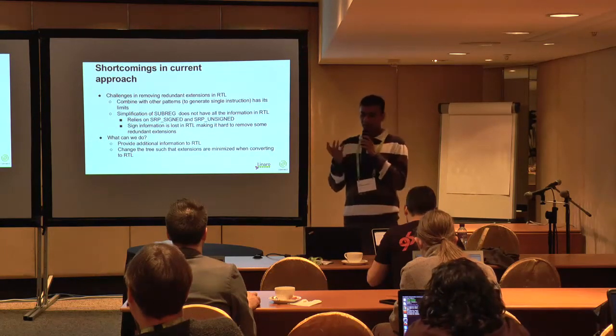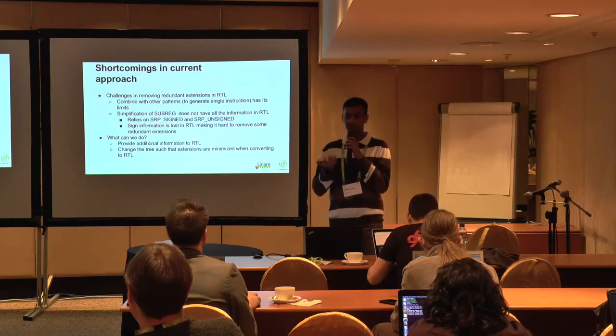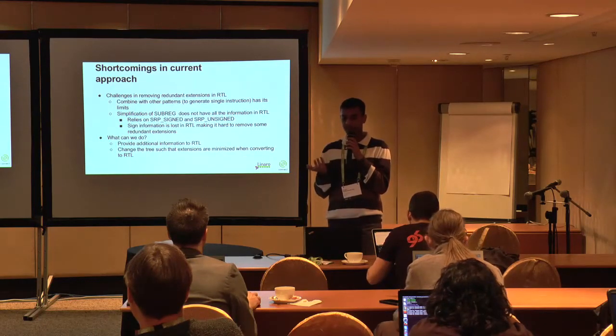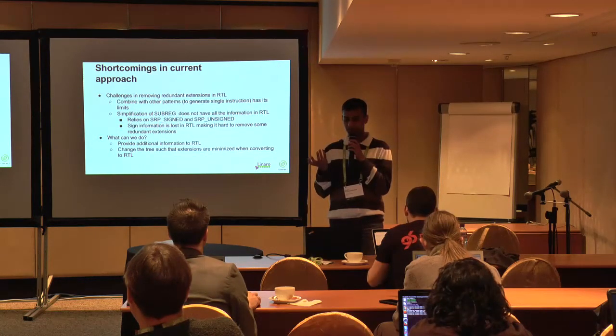Part of the reason why it's pretty hard to remove extensions at the RTL level is that signed information is actually lost when you are in RTL. The only information you have when you optimize is the SRP signed and SRP unsigned attributes.